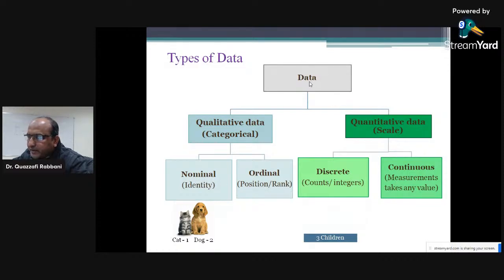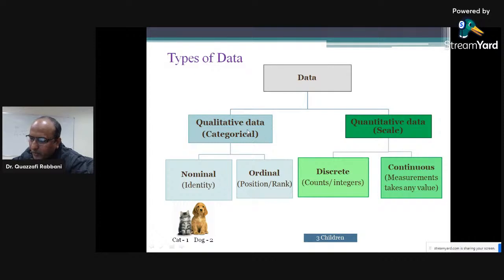So first, data is divided into two parts. First, categorical, that is the qualitative data. For example, qualitative data you can say honesty, healthy, intelligent, educated. So these are the qualitative data, categorical data. And the quantitative data, for example, height, weight, marks, number of students. So these are the quantitative.